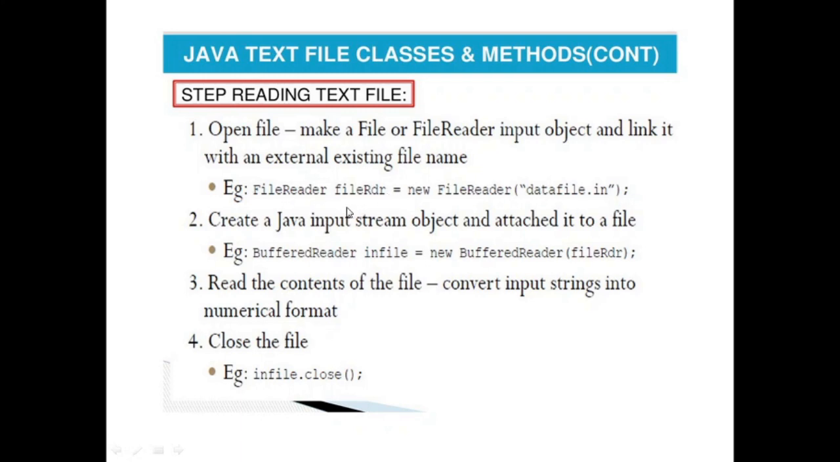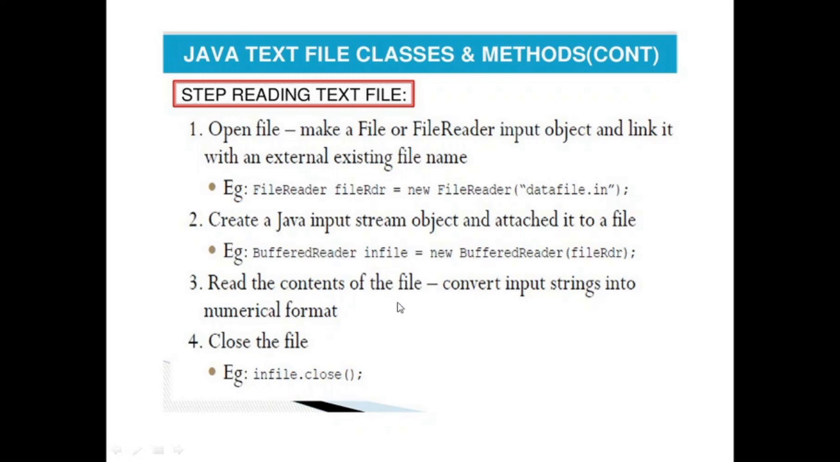So this handle, the object fileRdr, will point to the file datafile.in at the start of the characters. Now we can pass this FileReader object inside the constructor of the BufferedReader: BufferedReader inFile is equal to new BufferedReader(fileRdr). So inFile will now point to the buffered input from the file pointed to by fileRdr, that is datafile.in. Now read the contents of the file, convert input strings into numerical format, and close the file, whatever you want to do with that file.